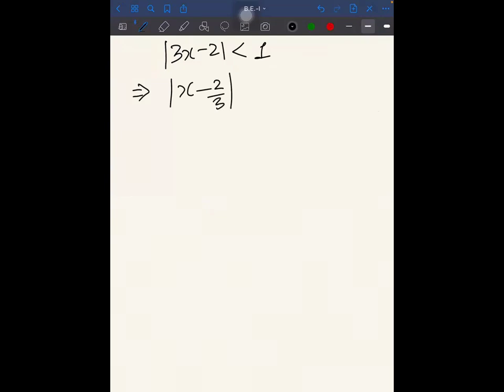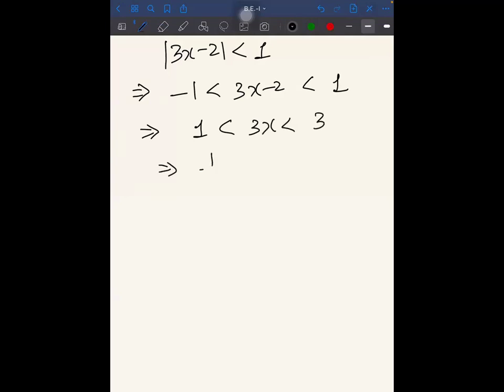Okay, so put it in this way: minus 1 less than 3x minus 2 less than 1, right? And then I'll add 2 on both sides. So 1 less than 3x less than 3, and 1 by 3 less than x less than 1. So this is the interval of convergence, right? But we are not sure about these two end values, so we'll check them separately.